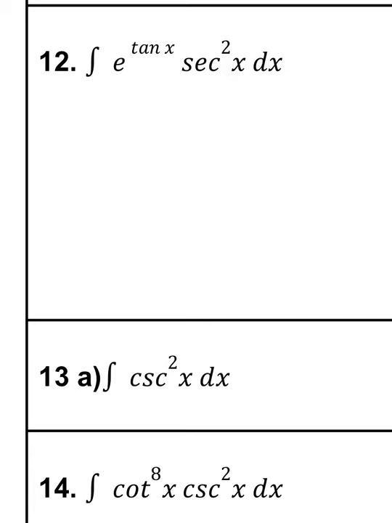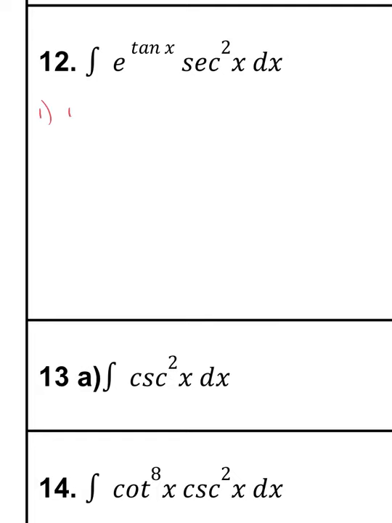Number 12, there are two inside functions here. Remember, secant squared of x is the same as the secant of x all squared. So there are two inside functions: you have tangent of x and secant of x. When that happens, only one of them is going to work. Here's how you pick: you look for the one whose derivative is right there. The derivative of the tangent is secant squared of x. So that's why we pick the tangent.